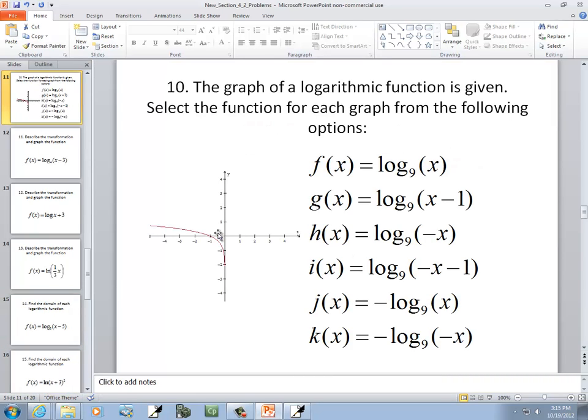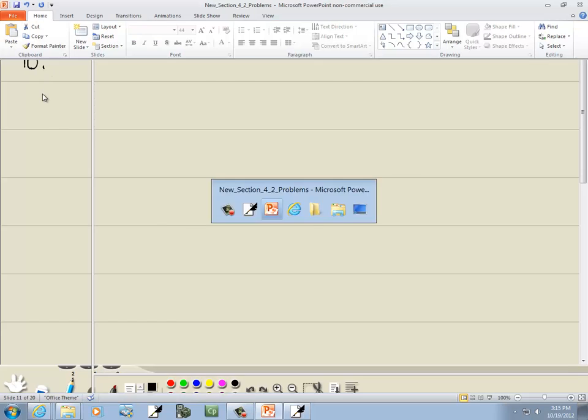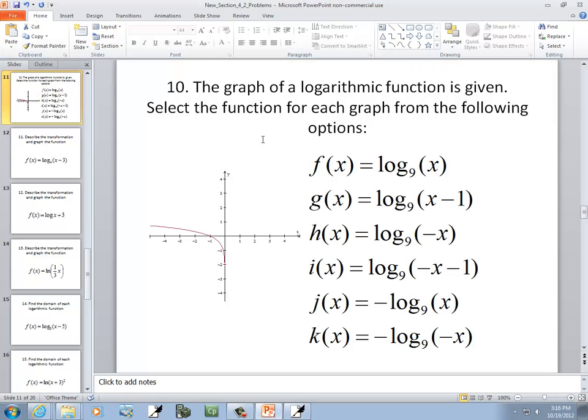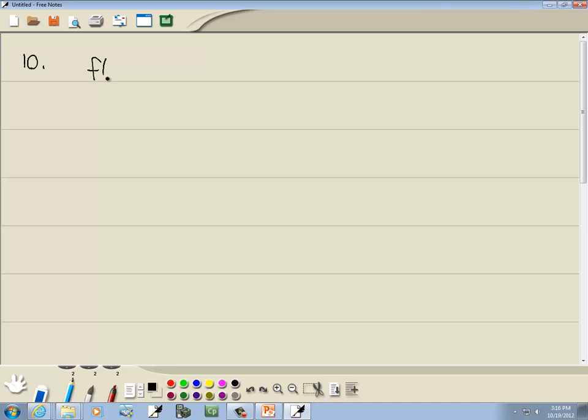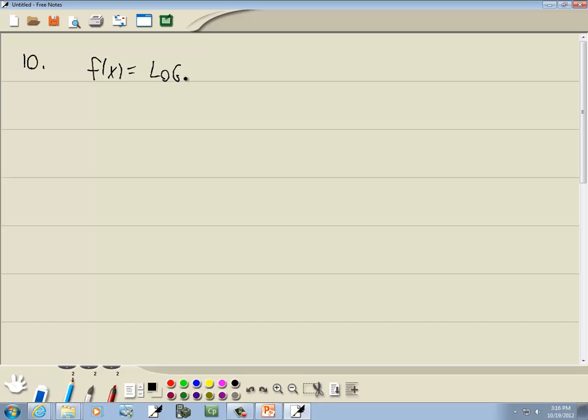Okay, let's look at this problem here. They want us to decide which function over here matches the graph. Let's look at the first one. f of x is equal to log base 9 of x.